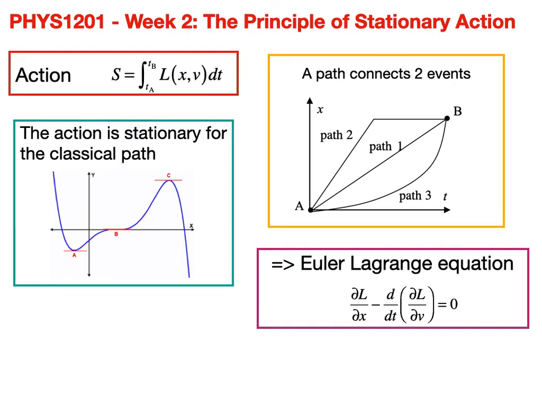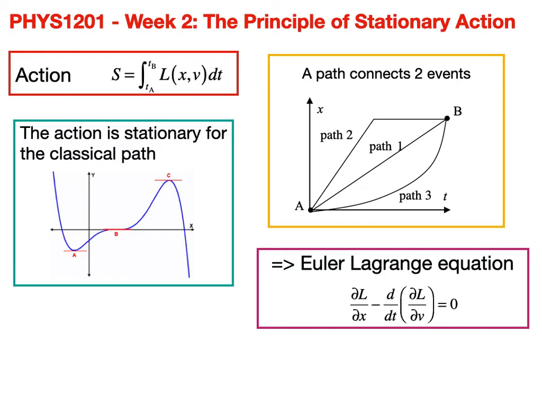We have discussed the concept of stationarity. In the case of a function, it's a familiar concept that a point is stationary when the derivative is zero, as shown on the left. And we have generalized this concept of stationarity for functionals. A functional is a function of a function. That's the case of the action, because as you can see, it's a function of the path, which is a function of time.